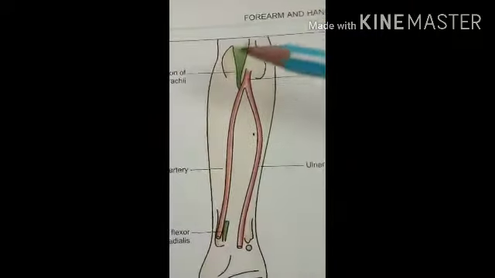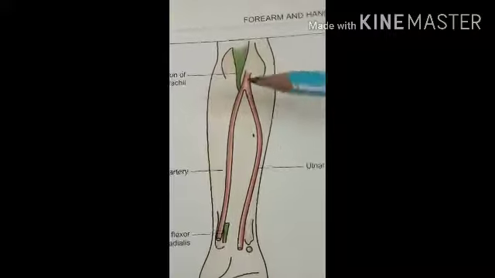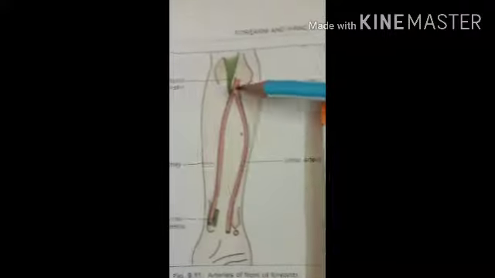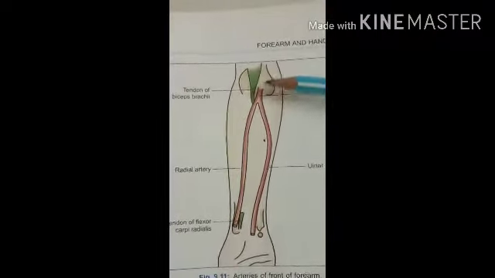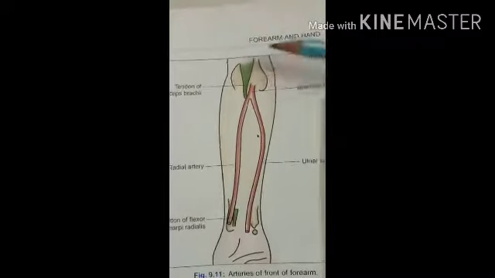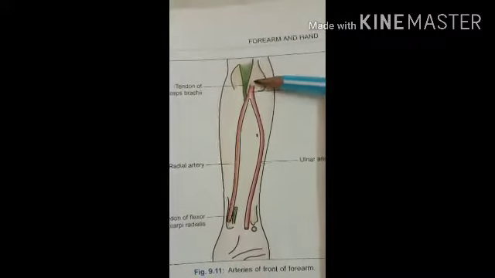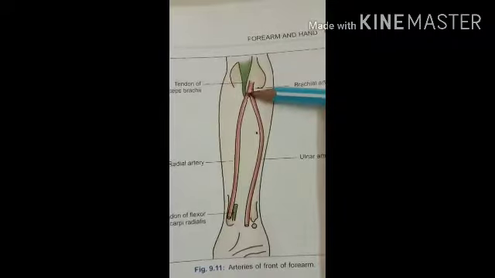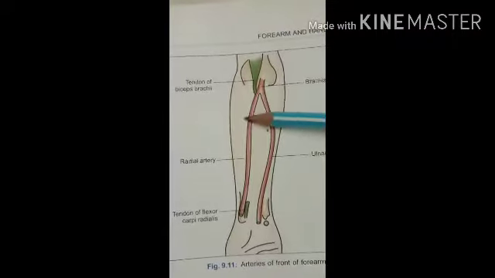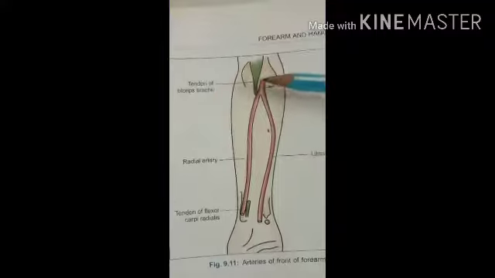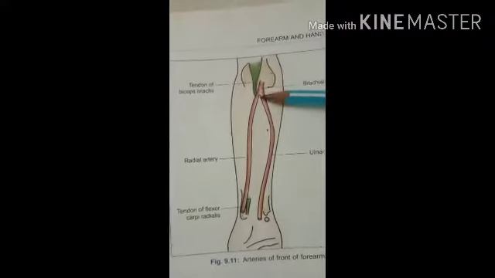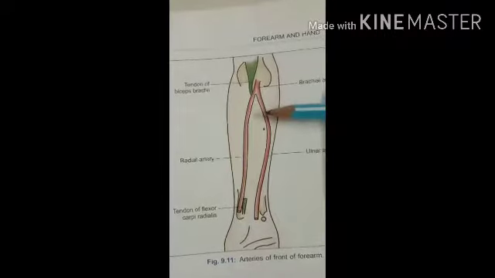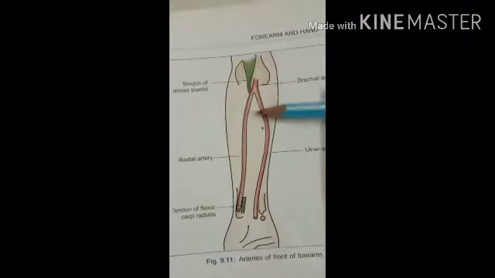Next we should see the radial artery. Here you can see this one, this is the radial artery. The radial artery is the smaller terminal branch of the brachial artery. You know the brachial artery in front of the cubital fossa divides into two branches, the radial branch and the ulnar branch. The radial artery is the smaller terminal branch, and it begins in the cubital fossa at the level of the neck of the radius.